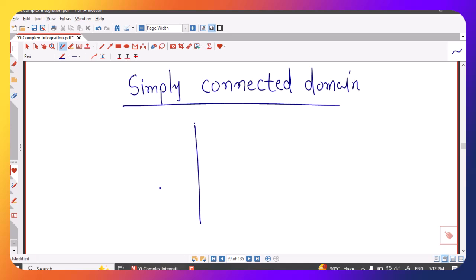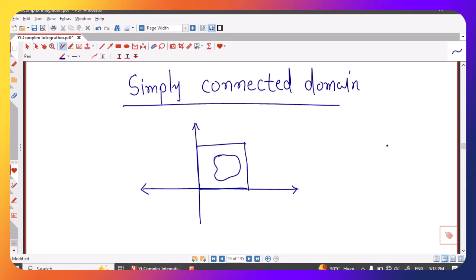For example, suppose I consider this square in the complex plane. Suppose this is square with these 4 points in the complex plane. Then I want to check whether this is simply connected domain or not. So what I will require, if I take any simple closed contour. Now we are familiar with closed contour and simple closed contour.